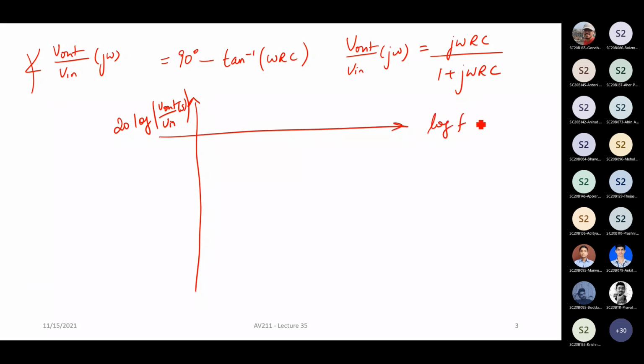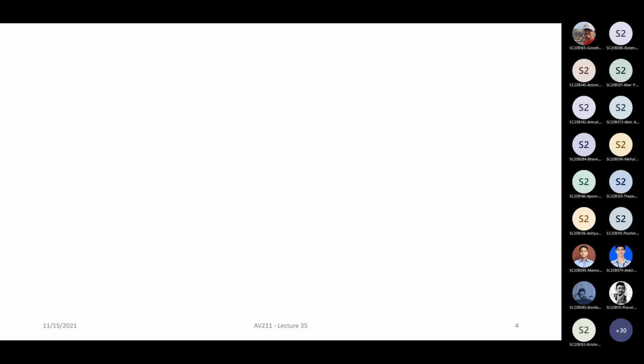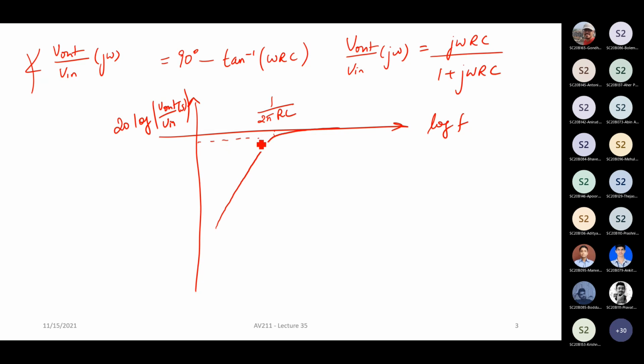So you have log of f, right? You basically have a network which comes like this and then goes like this. This is the pole frequency, which is 1 by 2 pi RC, right? So this is your minus 3 dB frequency. Okay, this is 0 dB. This is minus 3 dB. Similarly, what do you have for your phase?